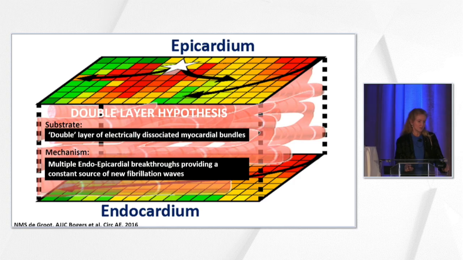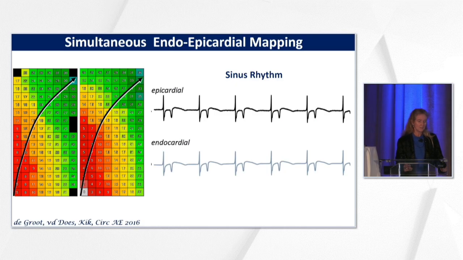And based on these observations, we introduced the so-called double layer hypothesis. And we called it double because at that time we could only measure at the endo and epicardium. And we said, well, if atrial fibrillation becomes more persistent, you develop electrical asynchrony between the layers. And because you have electrical asynchrony, fibrillation waves can propagate from one layer to the other, thereby acting as an ectopic beat at the other side. And this will perpetuate atrial fibrillation. So we demonstrated in a series of patients that indeed when atrial fibrillation became more persistent, you have a higher degree of endo-epicardial asynchrony.